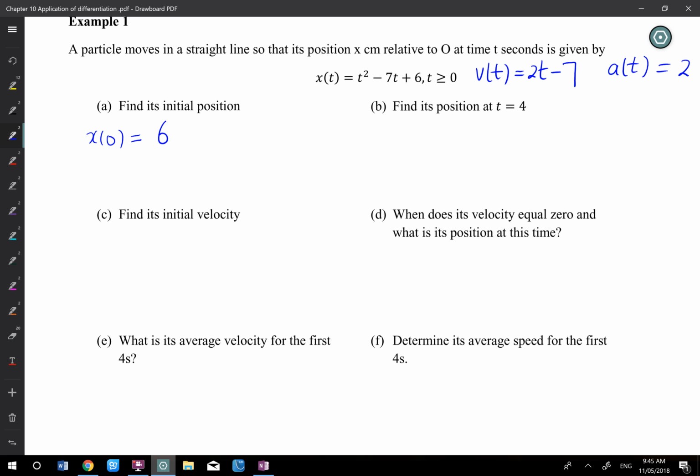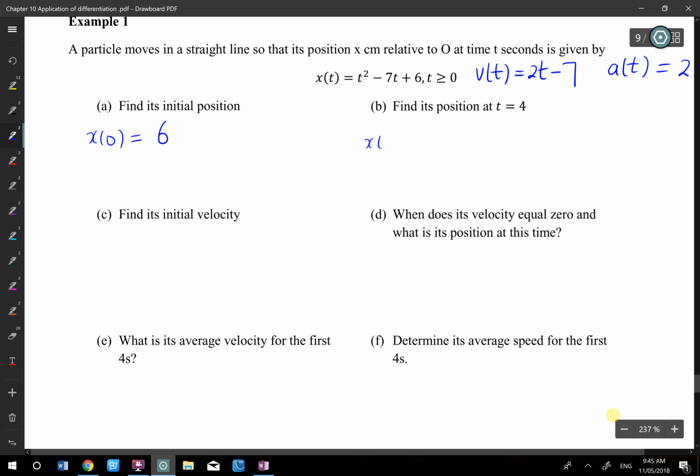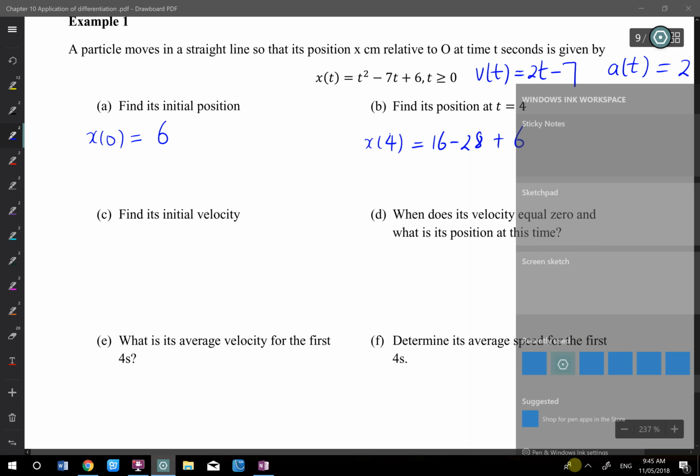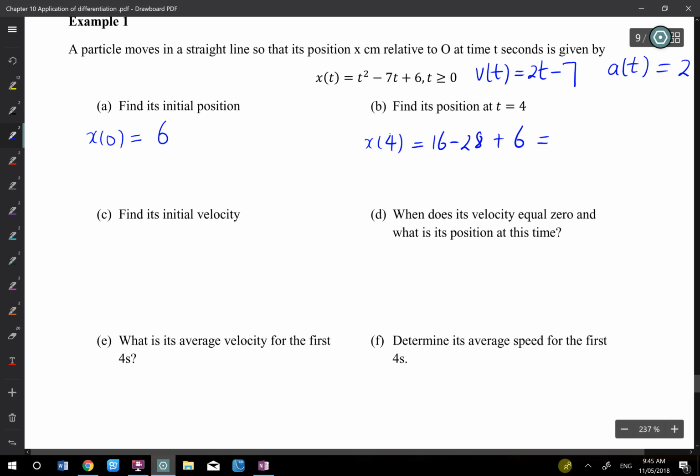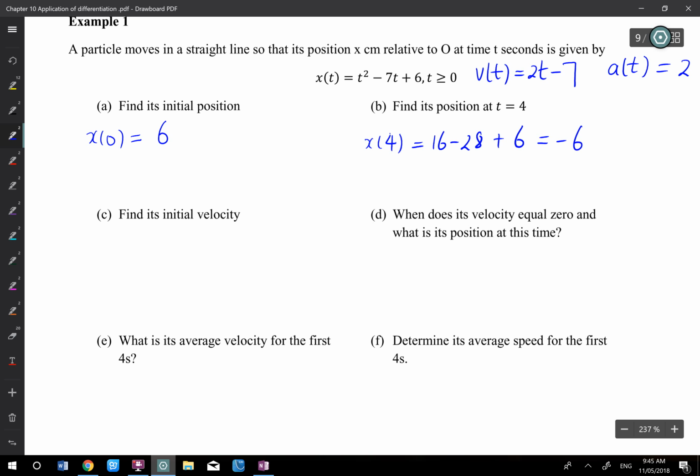Find its position at t equals 4. So we talk about t equals 4. It's 16 minus 28 plus 6. That gives me negative 6. So that's the position at t equals 4. It's on the negative side, 6 units, at t equals 4.